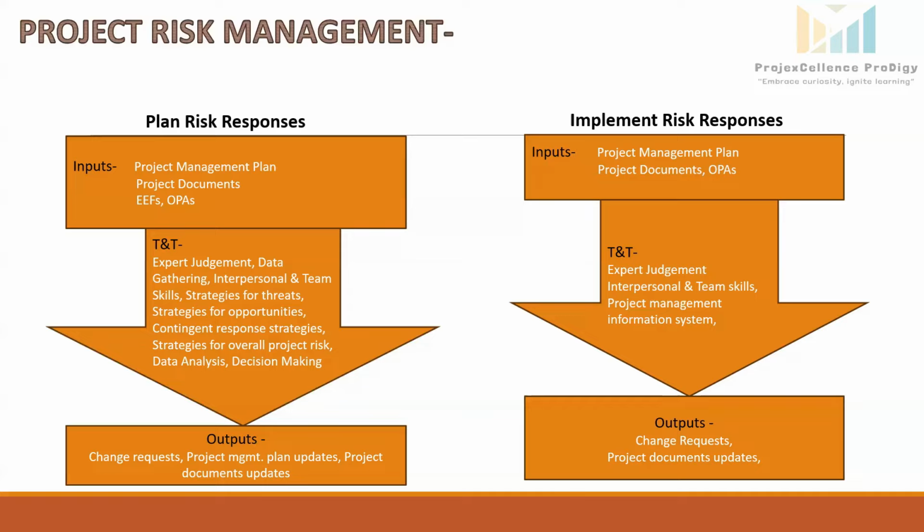Contingency response strategy means pre-planned actions to execute if a risk occurs. For example, if the main crane breaks down during installation, the contingent response could be to have a rental crane on standby to avoid the delays. Strategies for overall project risk. We use the same strategies we just discussed: avoid, exploit, transfer or share, mitigate or enhance, and accept.